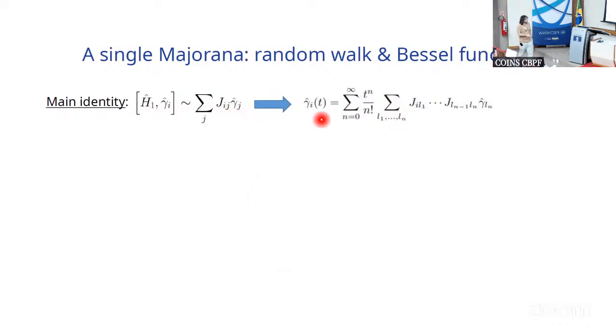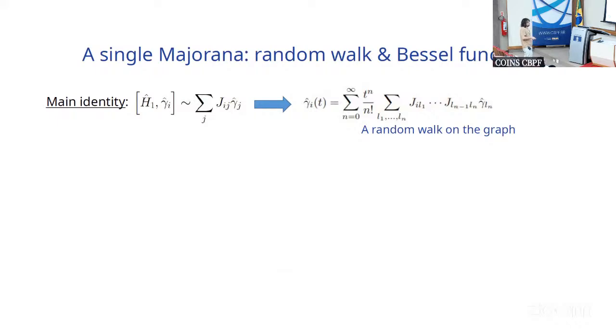We get that gamma_i at time t can be written as a power series in which I keep iterating with this identity. So it's not hard to realize that this quantity is becoming a random walk on the complete graph, because I have an operator that is essentially hopping here and there. And so I'm summing all the possible random walks on the complete graph with coefficients given by J.